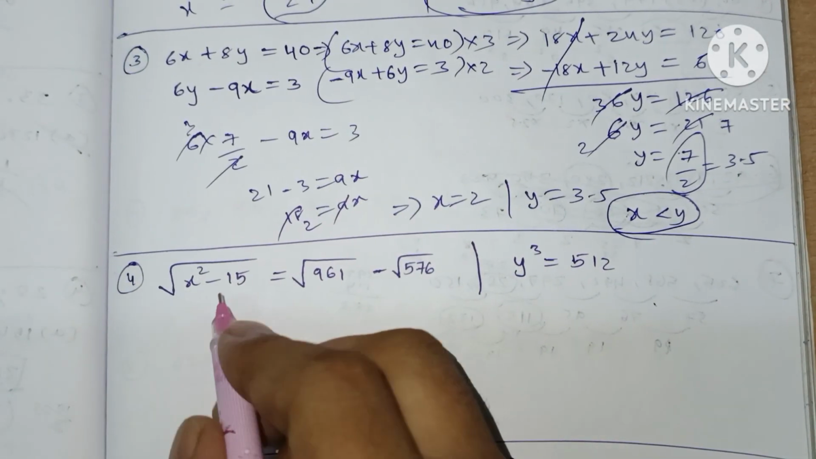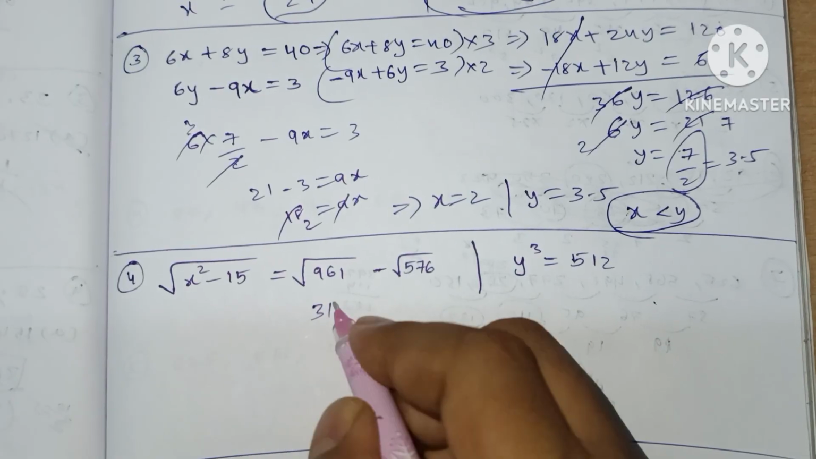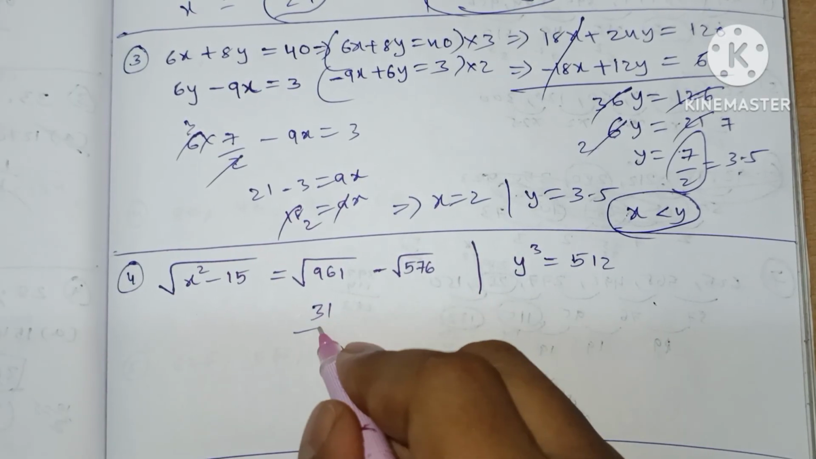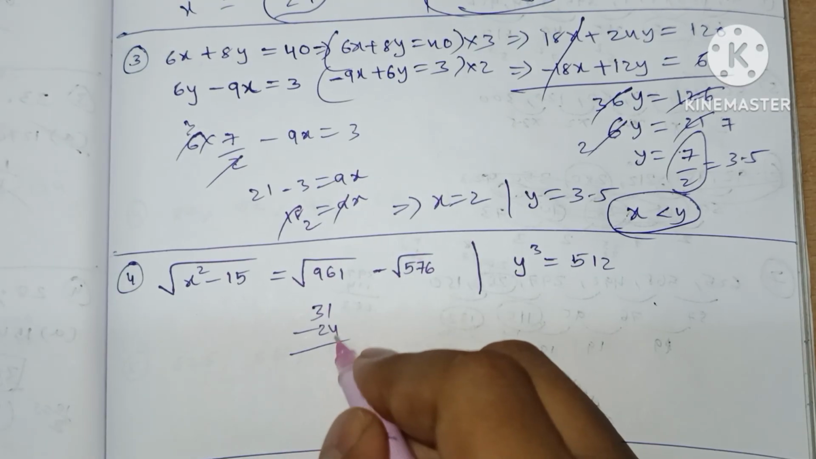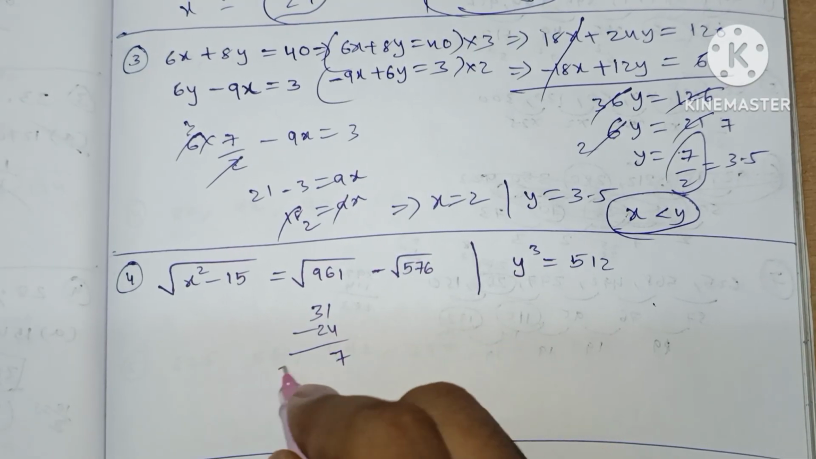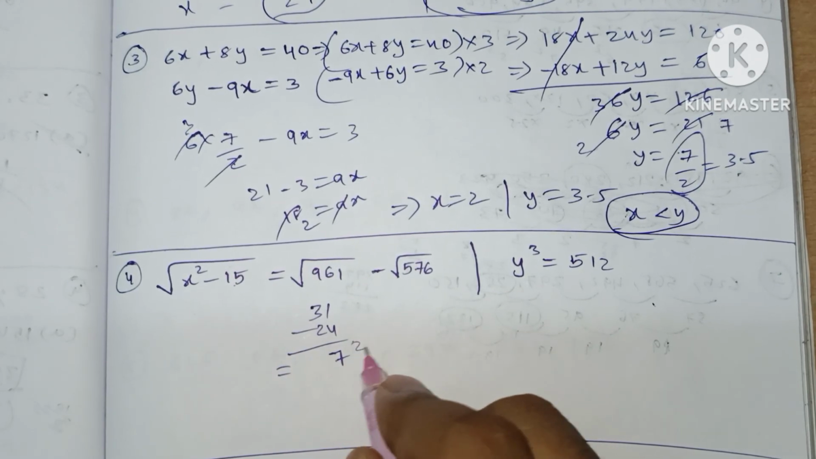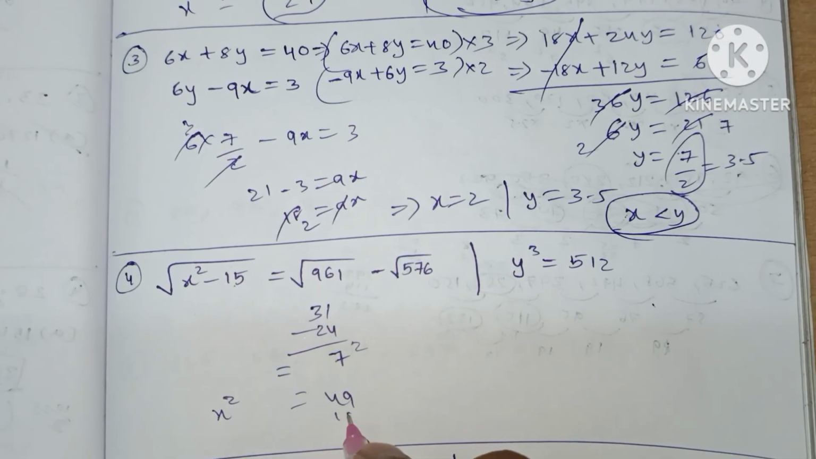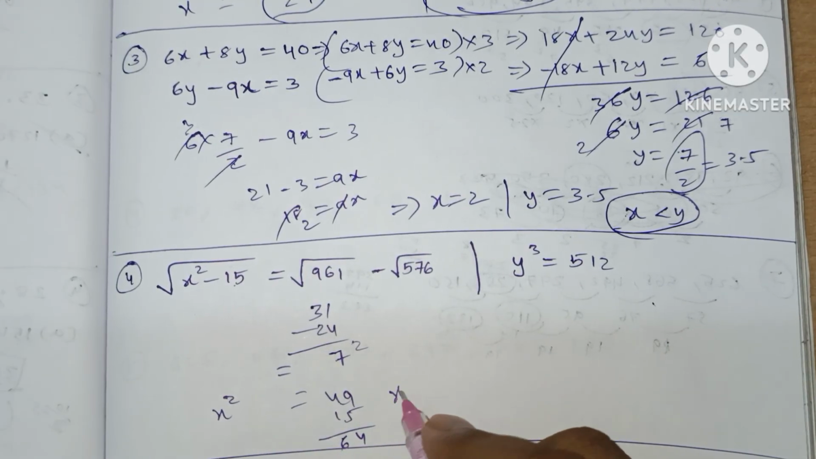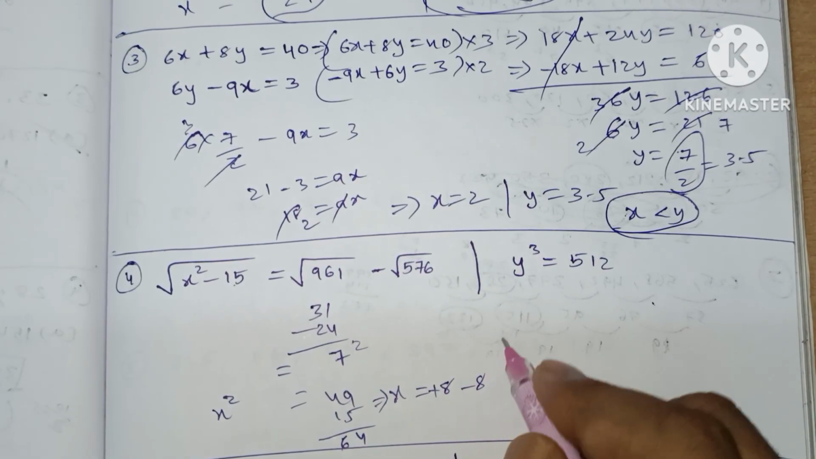Next one. Here 961 means 31 square minus 576, which is 24 square. We have totally 7, under root x square minus 15. So this is 7 square, 49 equals x square minus 15. This comes to this side with plus 15. It will be 64. Therefore, the x value will be plus 8 or minus 8.